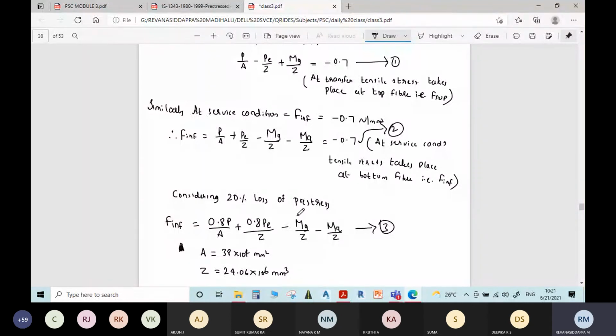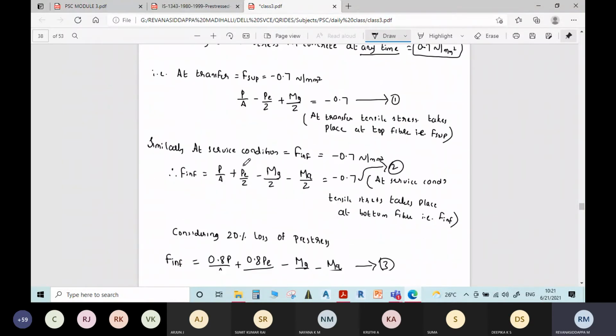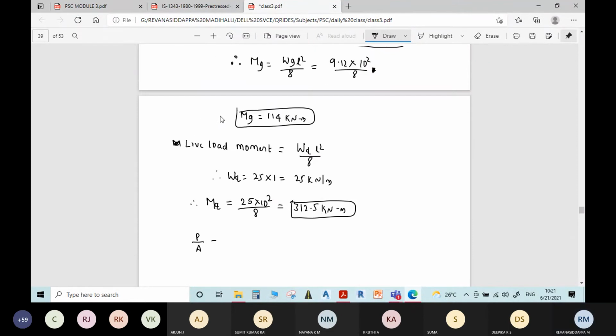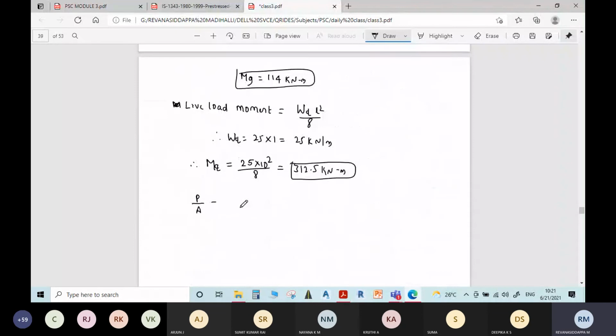Now you use both equation 1 and 3, and substitute these mg and mq values. You will get two linear equations. Solving both the equations, you will get to know the eccentricity and the P force. Therefore, equation 1 becomes P by A minus P by Z. Area is known, so substitute the area. P by A, the area is 38 into 10 power 4, the cross sectional area.